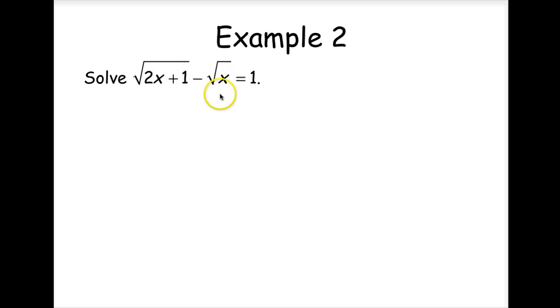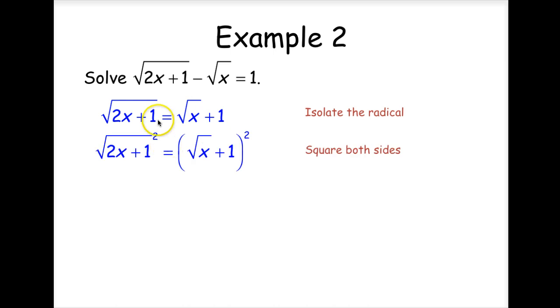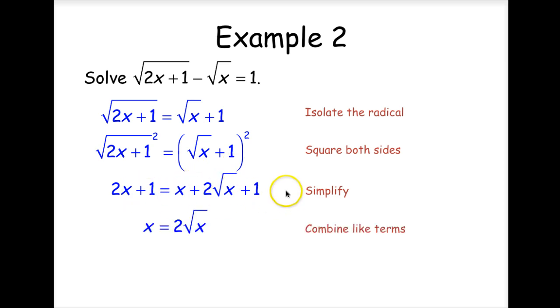All right, here we've got two radicals. So let's start by adding this one to both sides, and let's take care of this one side first. We square both sides. This you're going to have to FOIL. Now let's combine all our like terms. So we subtract 1 from both sides, so that vanishes. And subtract 2x from both sides, or subtract x from both sides is what we're doing here. So we have x is equal to 2 square root of x.